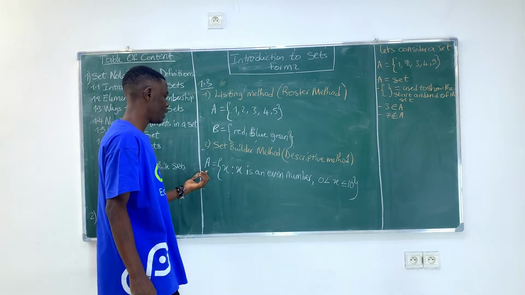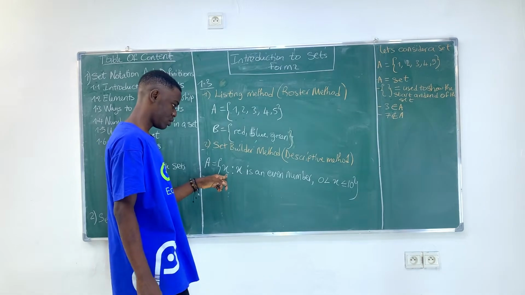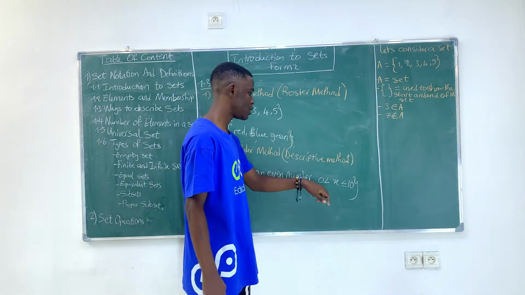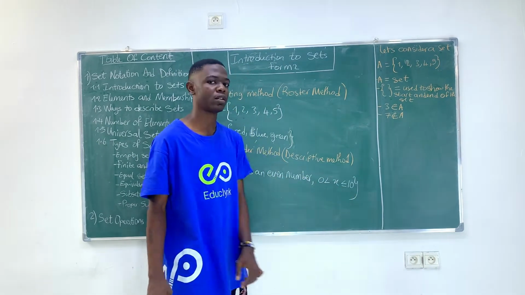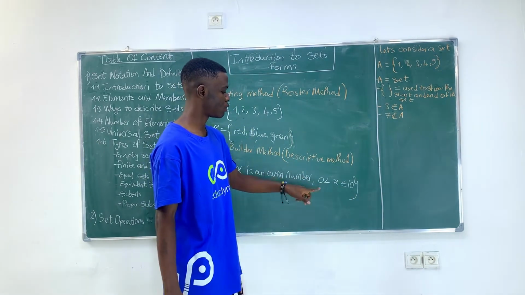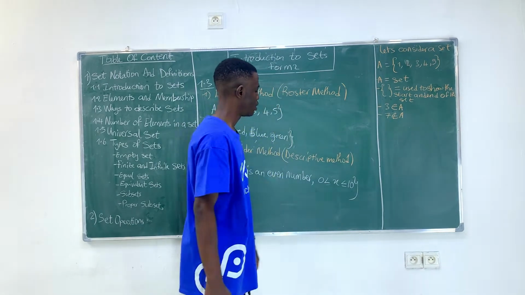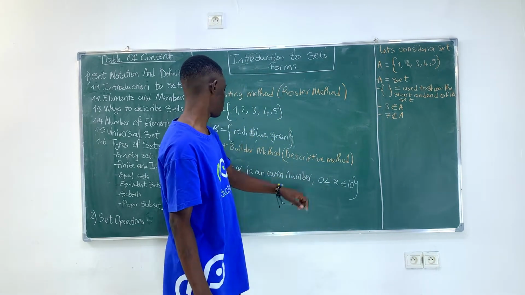This means A is a set X such that it is an even number from 0 to 10, exclusive of 0, because there is no less than or equal to it. It is just less than. So 0 is not considered.